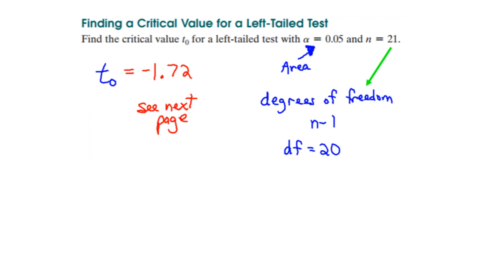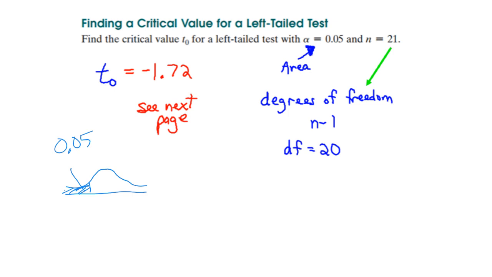Now, if they ask me for the critical value, t naught, for a left tail test with alpha equal to 5%, 0.05, and n equals 21. All right, so I have a left tail test. I know that my area is to the left here. I want that area to be 0.05.